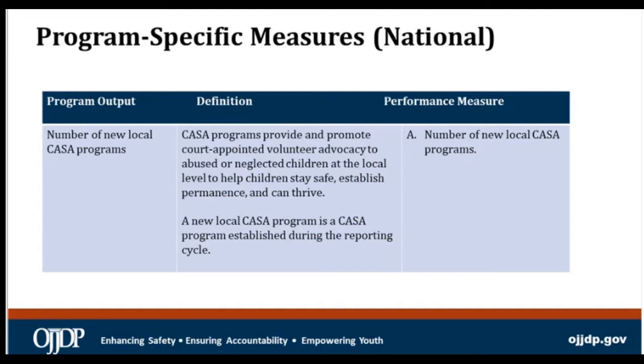Like the previous program-specific performance measure, the output is the number of new local CASA programs. For this measure, you will record the number of new local CASA programs established during the reporting cycle.